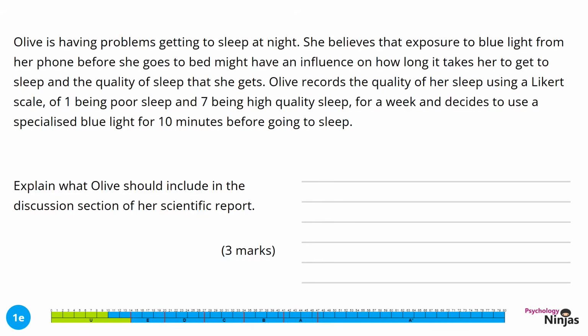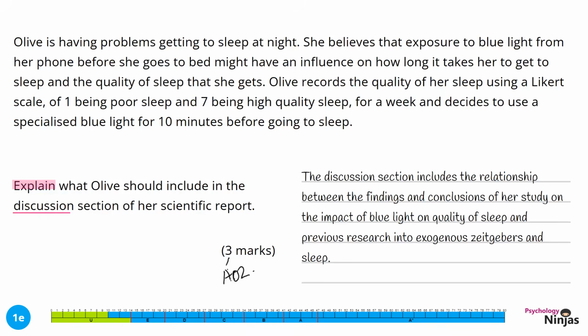Explain what Olive should include in the discussion section of her scientific report, 3 marks. Here we've got the command word explain, which means we need to give a detailed description of the discussion section. Now, this is a key term within psychology, and so we need to know what is included in the discussion section. Because this is a STEM-based question, we also need to have this all linked into Olive's study, and all of our marks are AO2 marks or application marks.